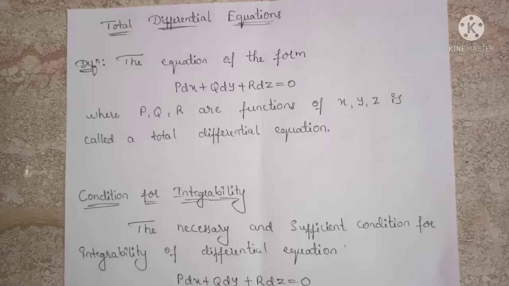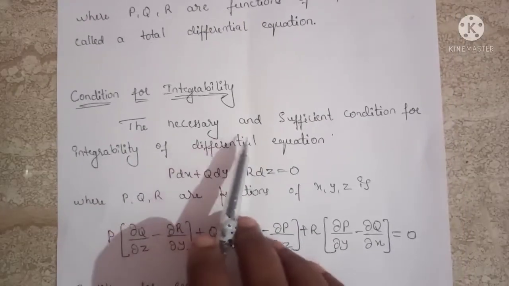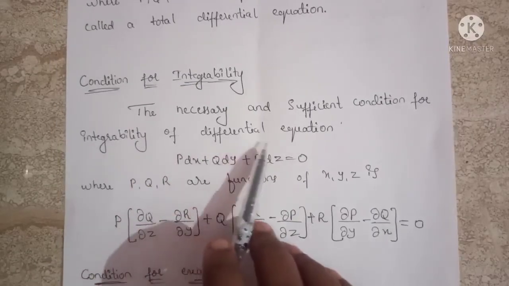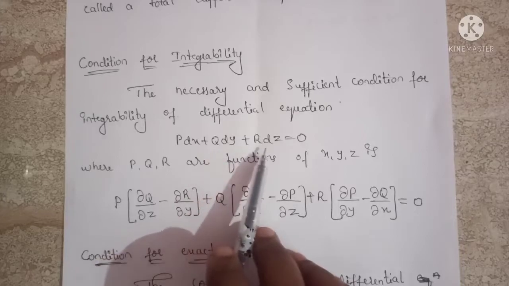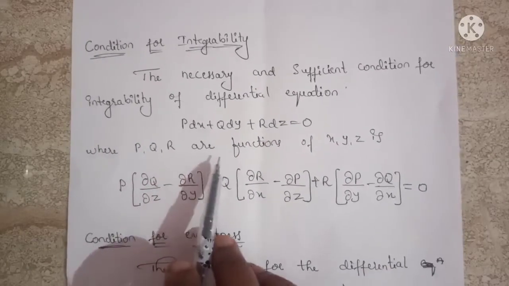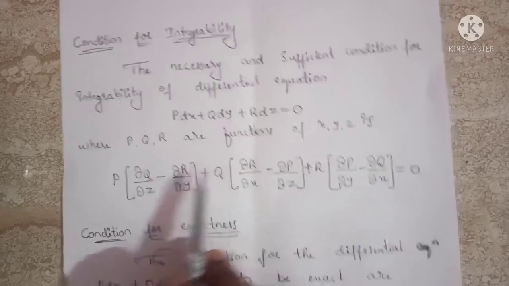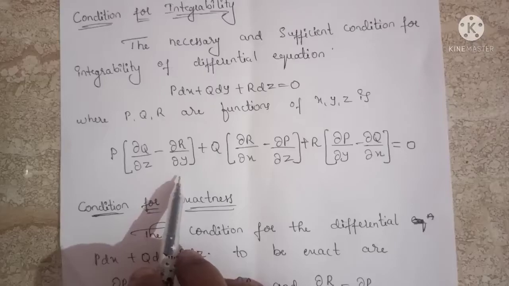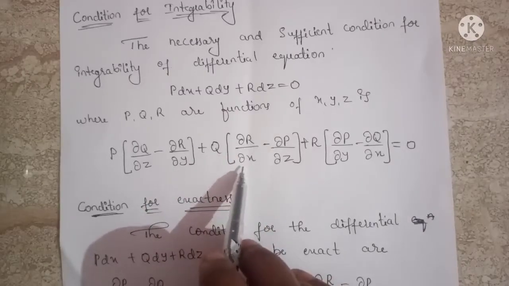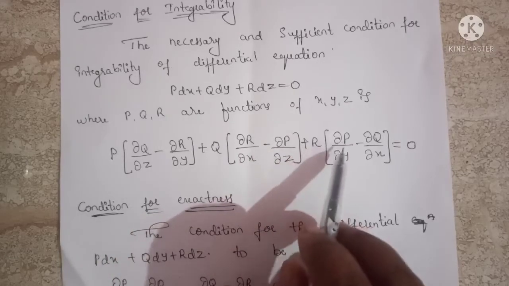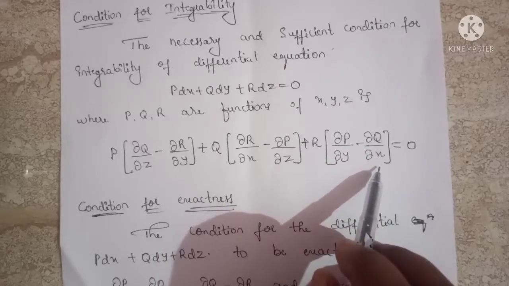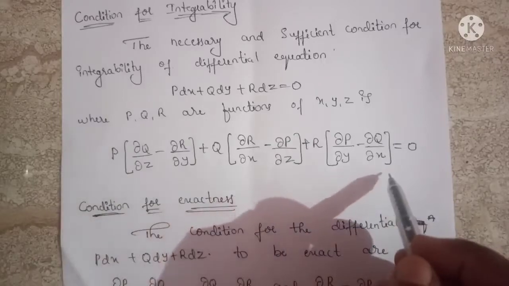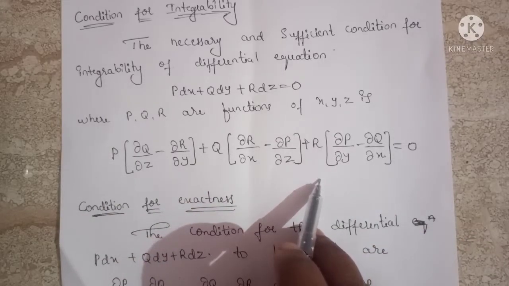So we have a condition for the integrability of the given total differential equation. Condition for integrability: the necessary and sufficient condition for integrability of the differential equation p dx plus q dy plus r dz equals 0, where p, q and r are functions of x, y and z, is that p(∂q/∂z minus ∂r/∂y) plus q(∂r/∂x minus ∂p/∂z) plus r(∂p/∂y minus ∂q/∂x) equals 0. If this condition is satisfied, then the given differential equation is said to be integrable, that is, it satisfies the condition for integrability.